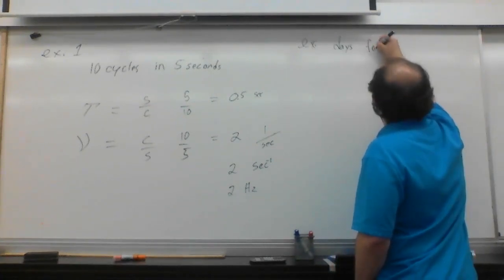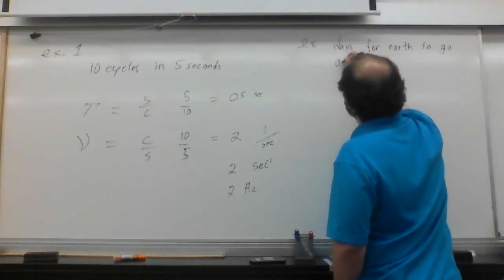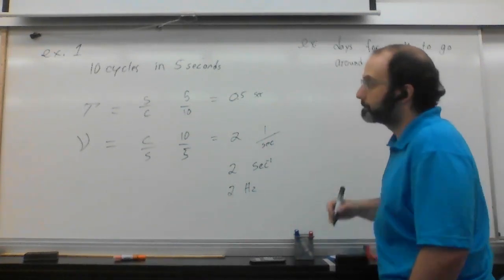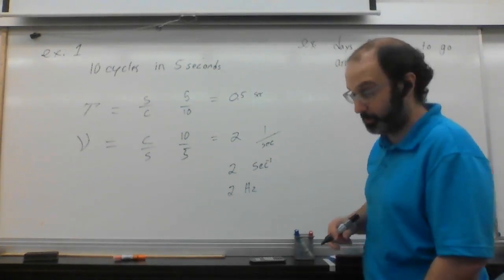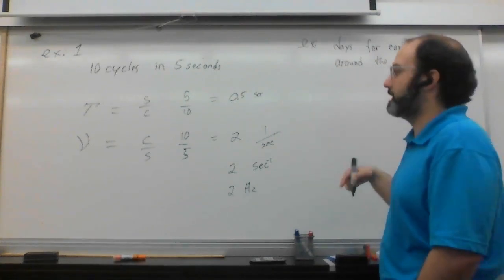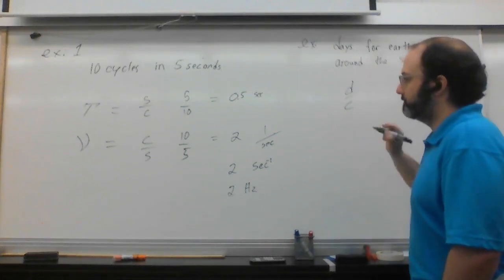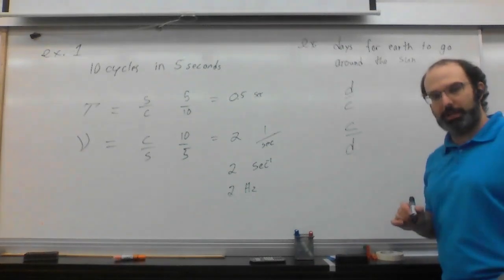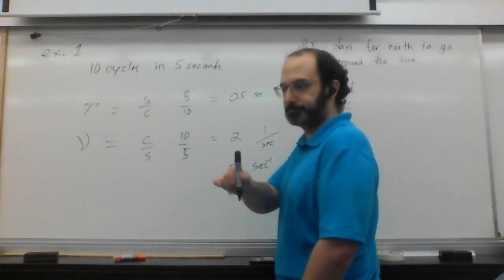Days for Earth to go around the sun. Oh, okay, I'm asking for days, not seconds. Seconds would be messy, but all right, let's think about it. Instead of seconds, we'd be using days. So days over cycles for period, and frequency would be cycles over days. Okay, how many days in a cycle? What would we call a cycle of the Earth around the sun?